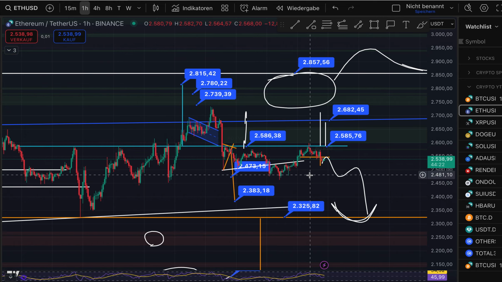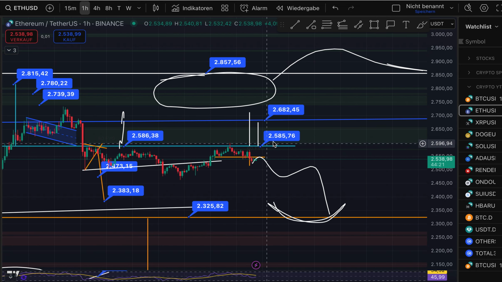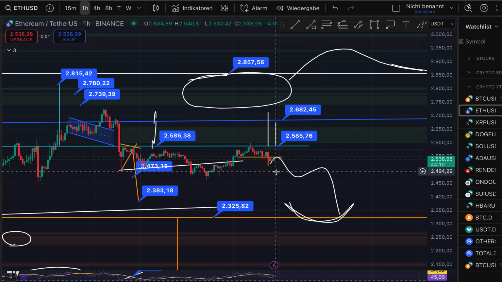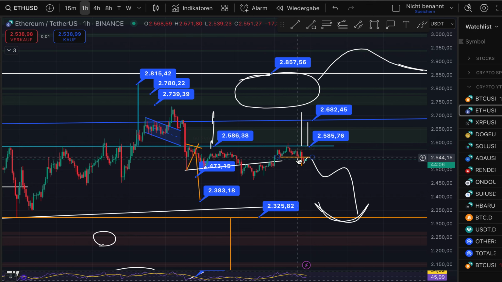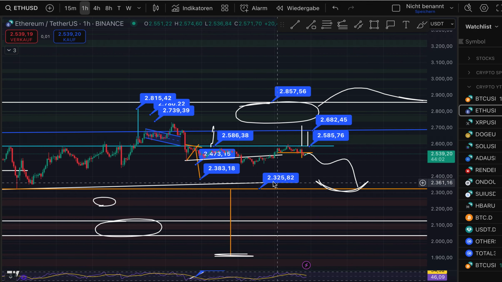So, small recap: 2,585 has to break to the upside, then I'm long into our set take profit areas. If we break something to the upside, I would increase my position size as well. For example, the 2,682 US dollar. If they break to the upside, then I can increase my position size as well. To be bearish, 2,325 US dollar has to break to the downside.